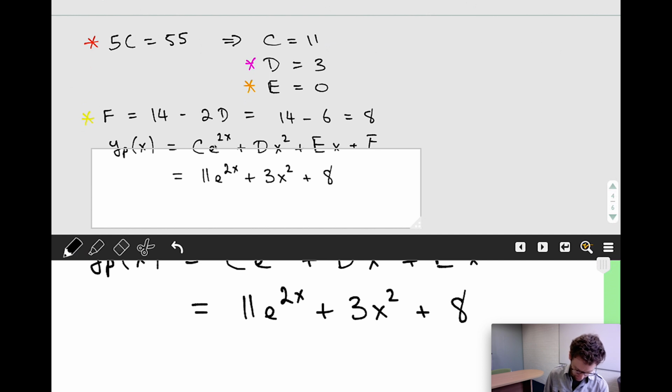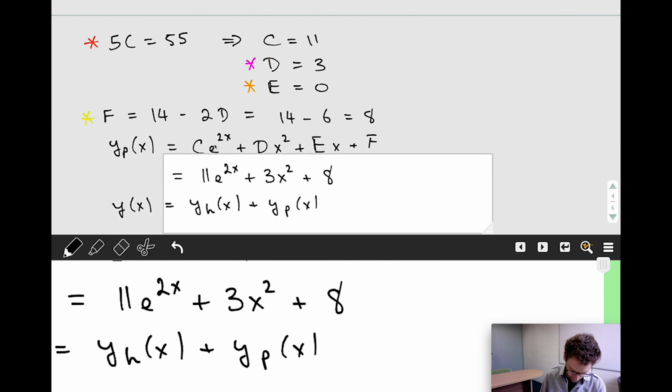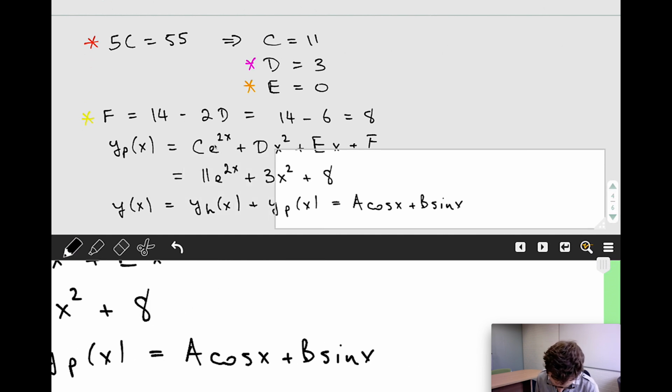Now remember that we need the full solution, which is the sum of the homogeneous part and the particular part. So we saw that the homogeneous part was a cosine x plus b sine x. And we've just found the particular part, which was 11 e to the 2x plus 3x squared plus 8.